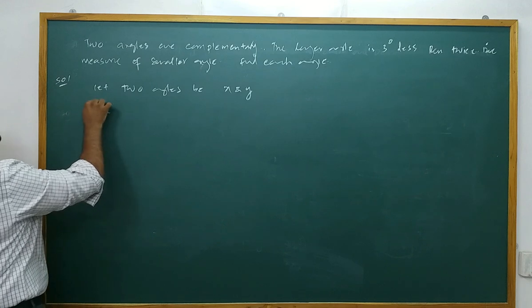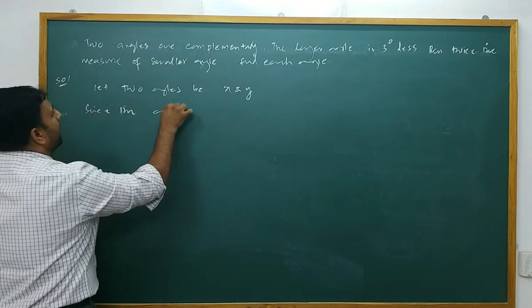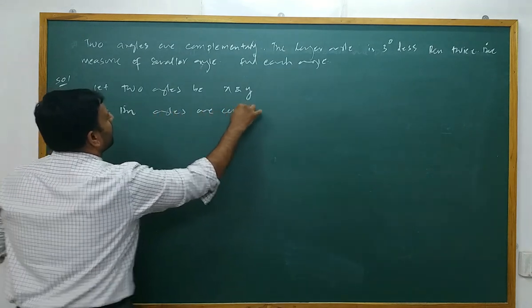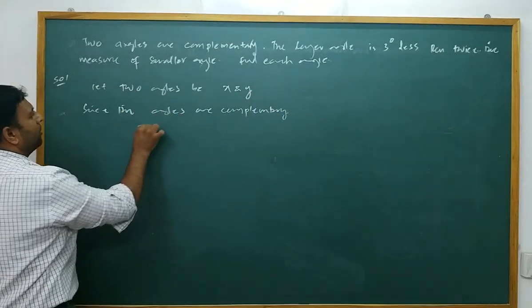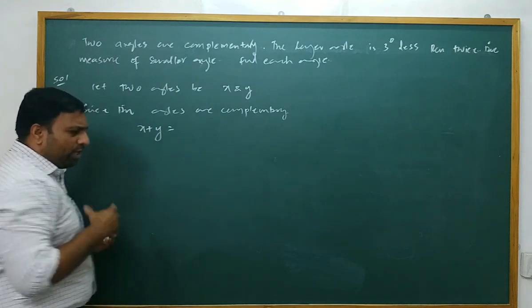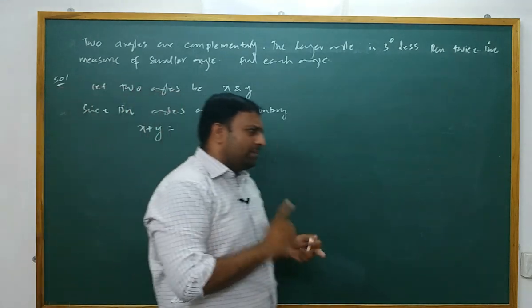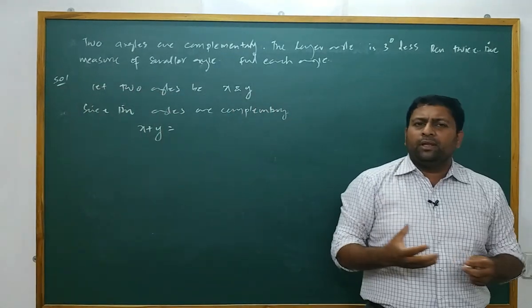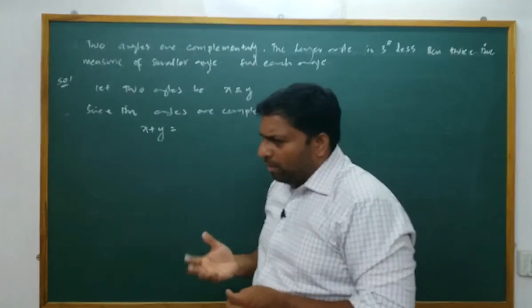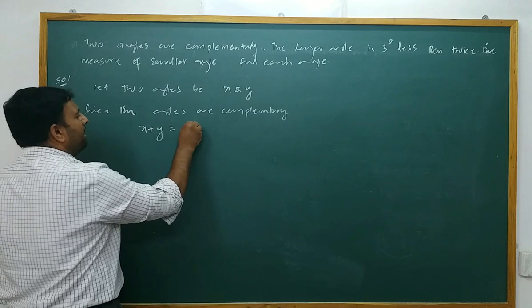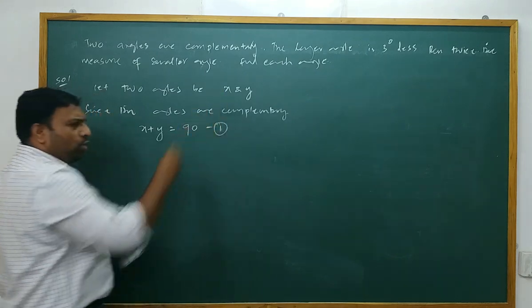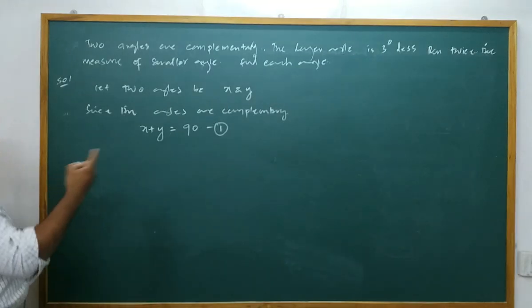Since the angles are complementary, we have x plus y. I already told you, when two angles are supplementary, the sum of the angles is 180 degrees. When two angles are complementary, the sum of the angles is 90 degrees. Since two angles are complementary, x plus y is equal to 90, and there you go, you have your first equation. Now what does he say?